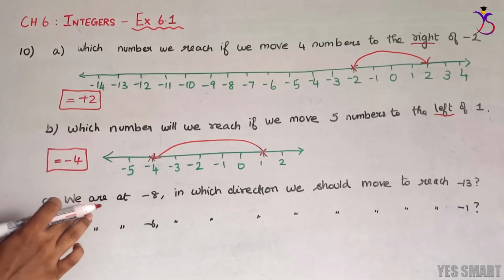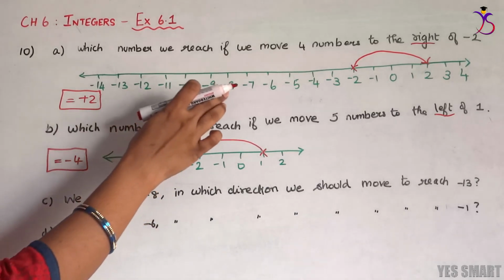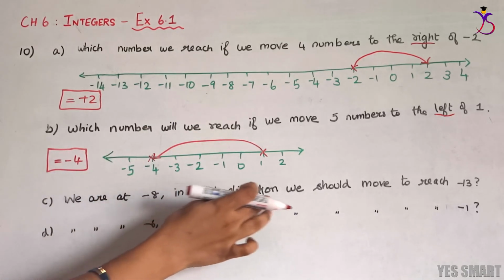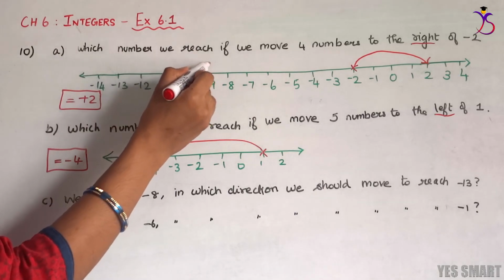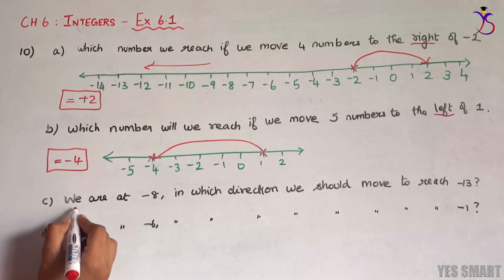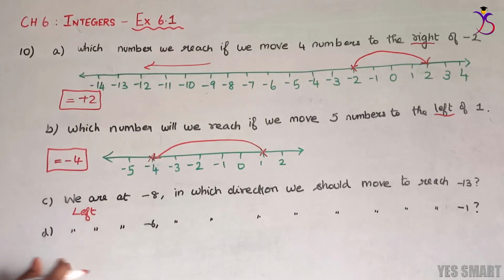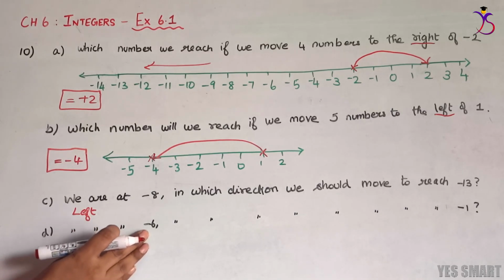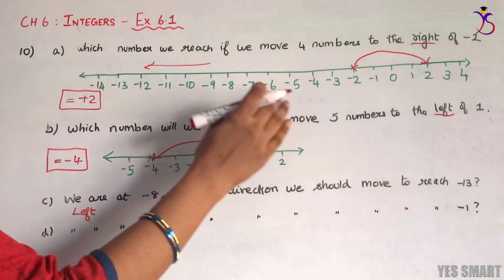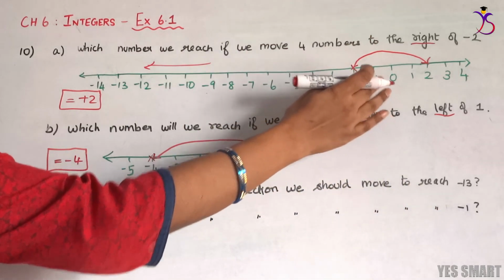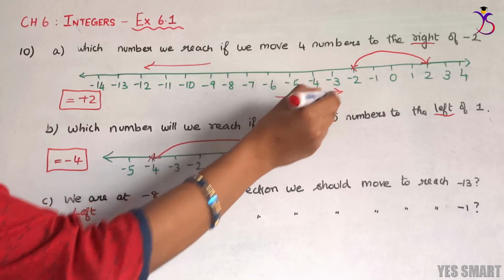Now, C sum. We are at -8. In which direction should we move to reach -13? -13 is here. So, we have to move in this direction, which is the left hand side direction. We are at -6. In which direction should we move to reach -1? -1 is there. Hence, we have to move in the right hand direction. Therefore, the answer is right.